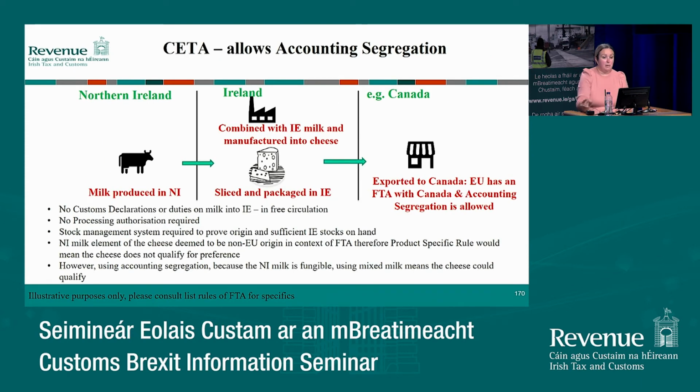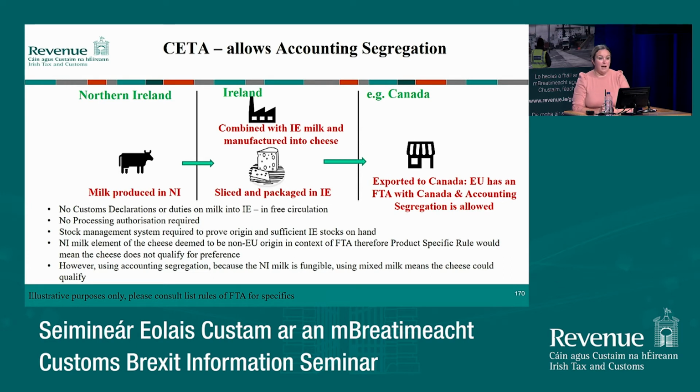So I've one example here to go back to our CETA agreement to show a similar example, where we're using our milk from Northern Ireland, manufacturing or mixing with Irish milk here in the Republic, slicing and packaging it, and then sending it off to Canada. So again, no customs declarations or duties are required for the purchase of the milk and bringing it down into Ireland. It's in free circulation. There's no processing authorisation required here for the work that's going to be done in Ireland.